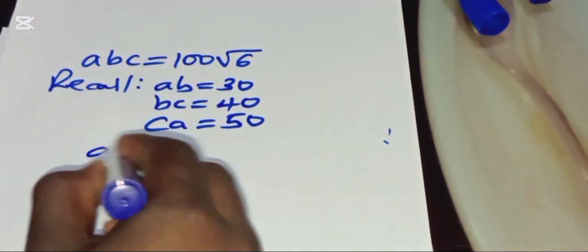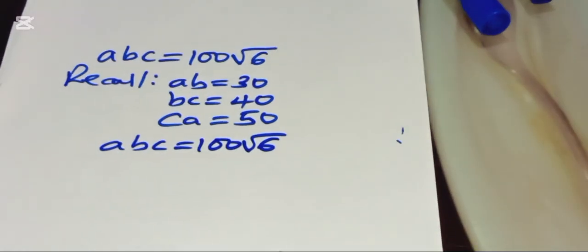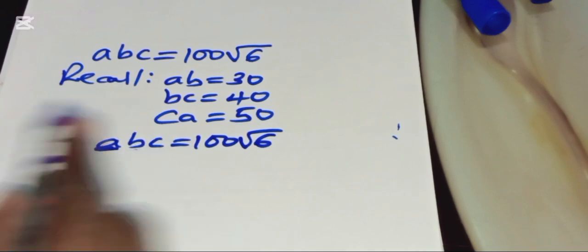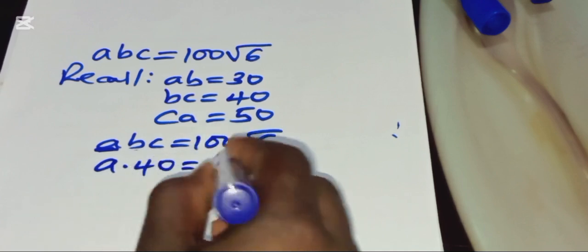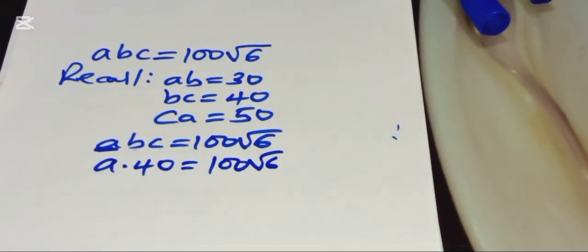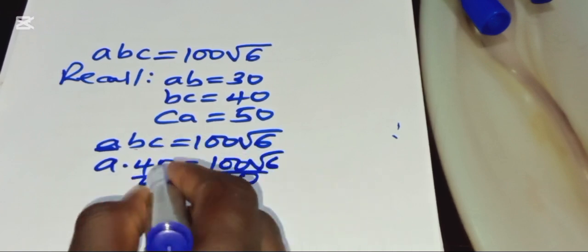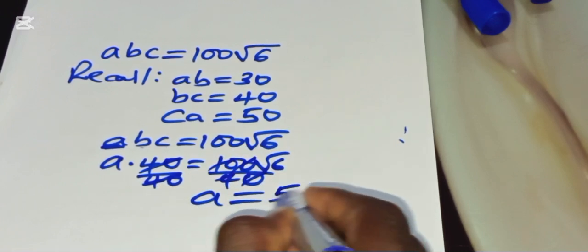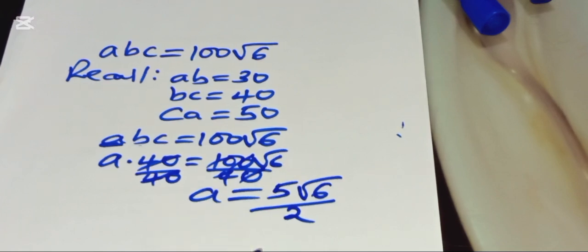We have A times B times C equal to 100 square root of 6. Okay, let's determine the value of A. Let's substitute the value of BC. What is BC? BC is 40. So it's A multiplied by 40, equal to 100 square root of 6. So we divide both sides by 40, and that gives us the value of A. We simplify here, and this is 5 square root of 6 divided by 2. This is the value of A.